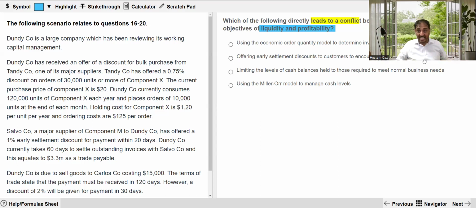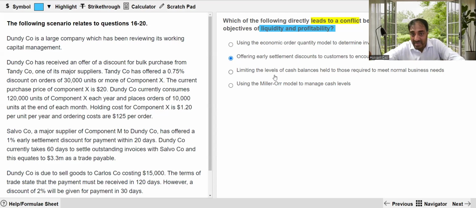But before analysis, or before identifying the exact situation, this offering of early settlement discount to customers to encourage prompt payments leads to a conflict between the objectives of liquidity and profitability before the analysis. So yes, it's absolutely right. This is the point.